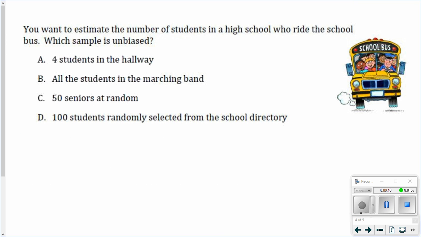So here's another example. You want to estimate the number of students in a high school who ride the school bus. So here's our population, students in a high school. And we want to estimate the number of students in the high school who ride the school bus. All right, so our population is not students who ride the school bus. Our population is students in the high school. And we're trying to estimate the number that ride the school bus.